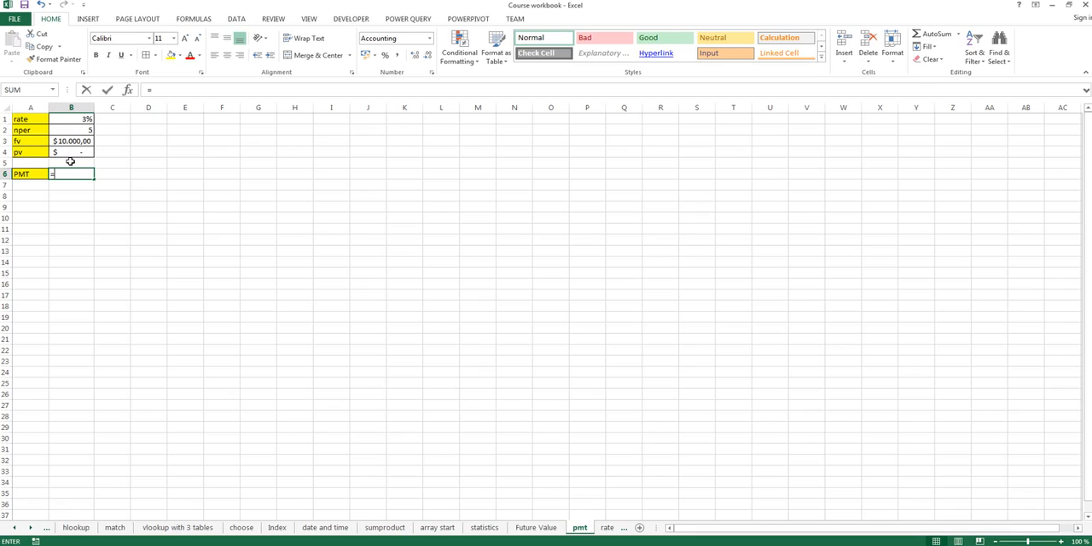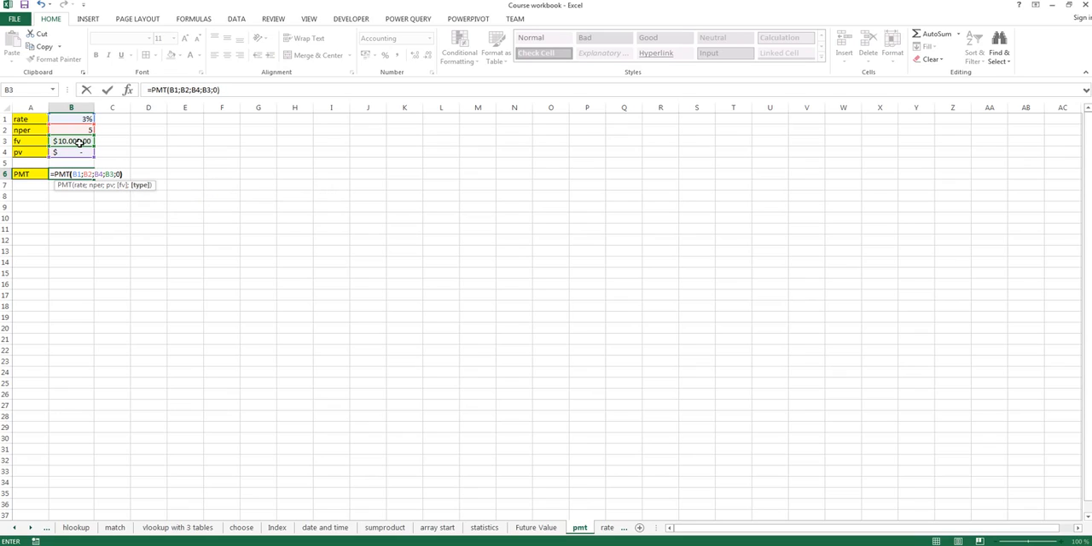So just type in equals PMT, okay? Here, use the rate, which is given, the number of periods, which is 5 years, the present value, which is 0, and the future value we want, which is 10,000, and again the type, just type in 0, because we're paying at the end of the period.